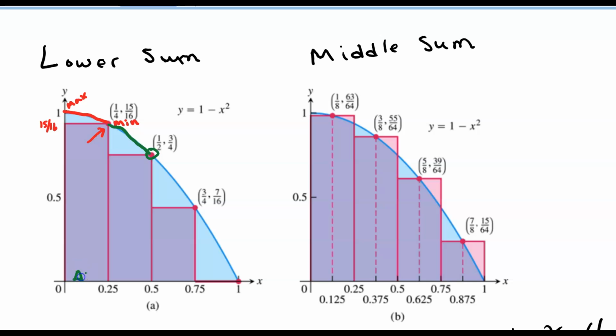Your delta x is nothing different. Your delta x, and I'll write this out for you, is going to be your final x value minus your initial x value, divided by the number of rectangles that you need. That's how you figure out delta x.